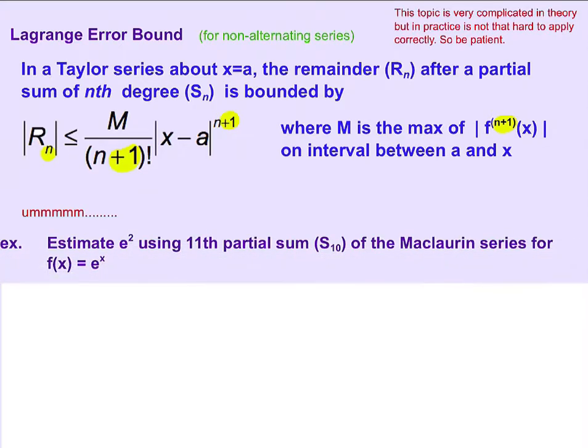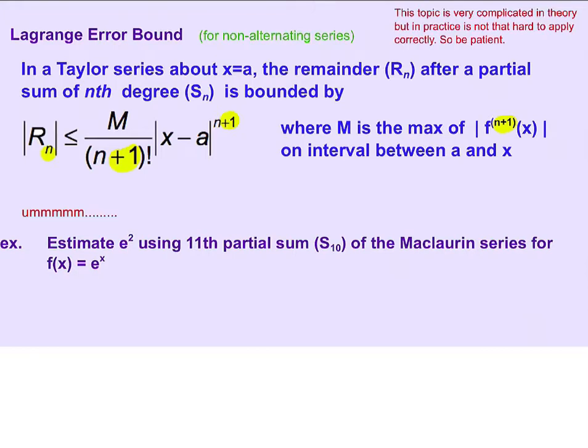So what we're going to do is estimate e squared using the 11th partial sum. And remember, the 11th partial sum of e is really a 10th degree polynomial. That's why I'm calling it S10. And then we'll figure out the error. So first, let's use the 11th partial sum to make that estimate.